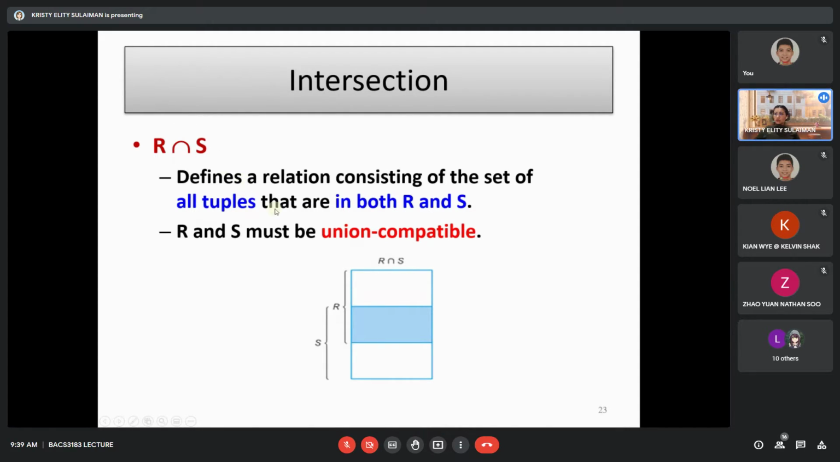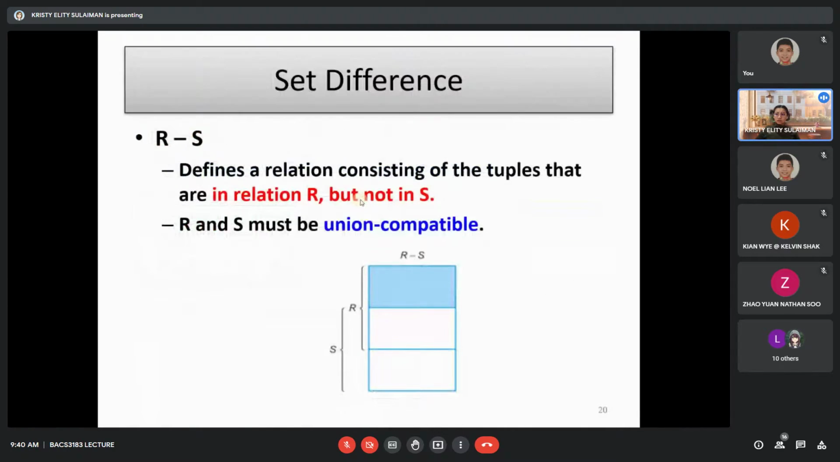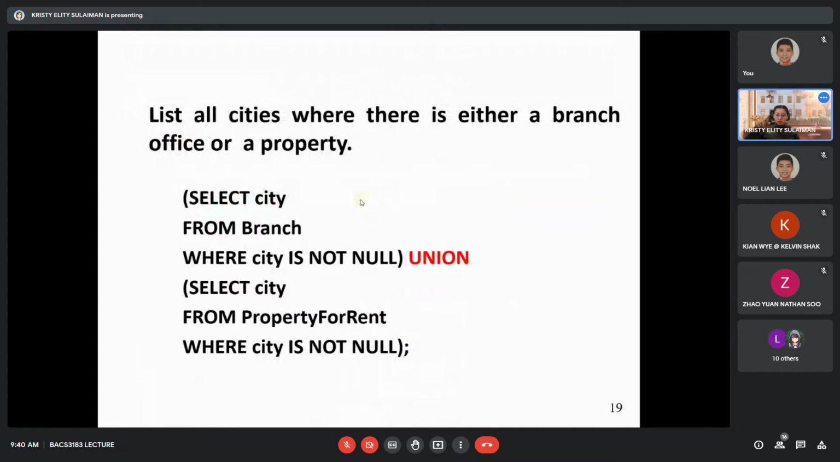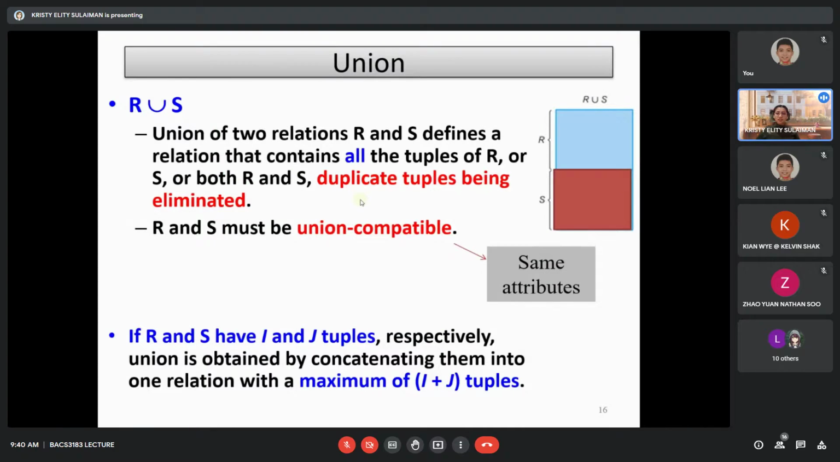So you define a relation consisting of the set of all tuples both in R and S. So it satisfies both conditions, in your projection and also your selection. So the answer is the intersection. Okay, so later we'll discuss that. Thank you, Russell.